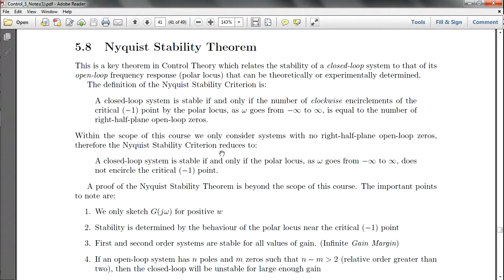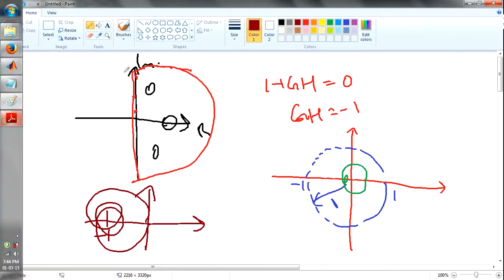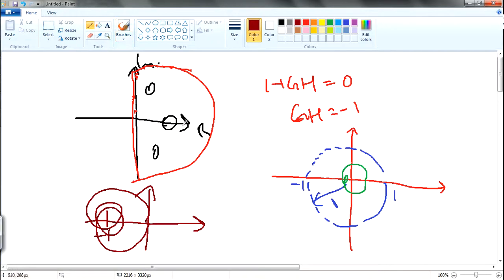But let's come to here. The closed system is stable if we do not encircle the critical minus 1 point. That's all. Because typically our system always has all the zeros and poles on this side.